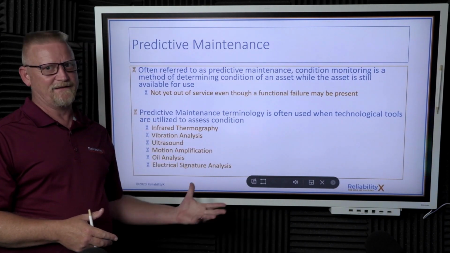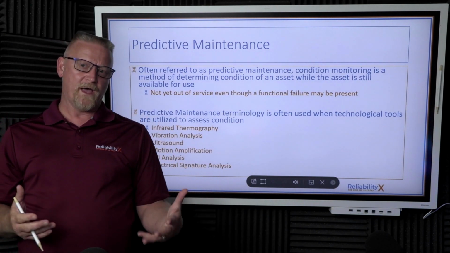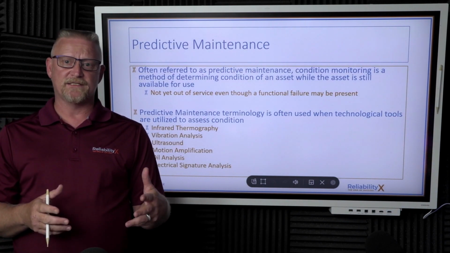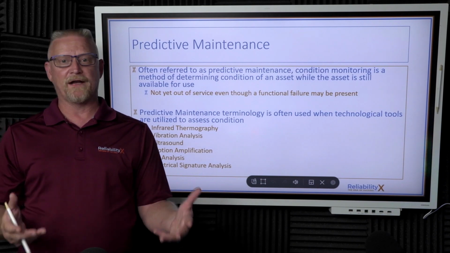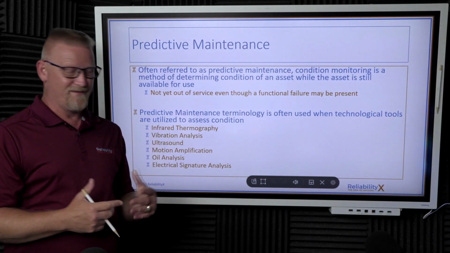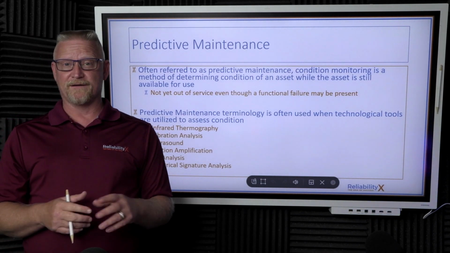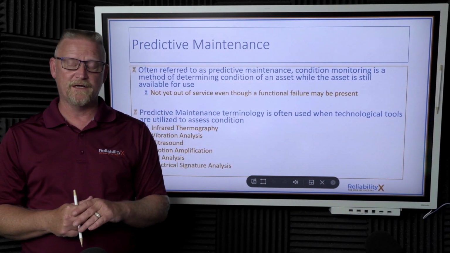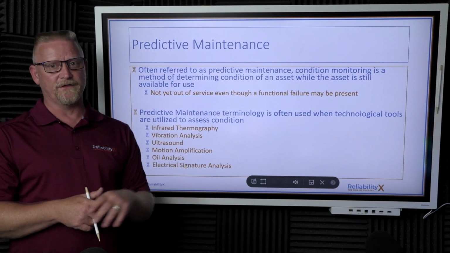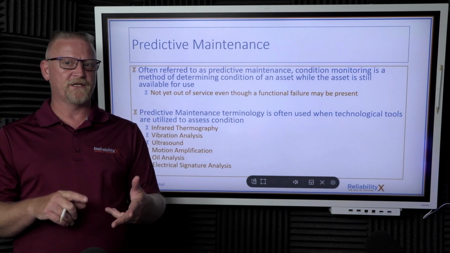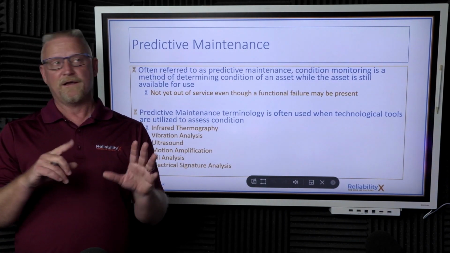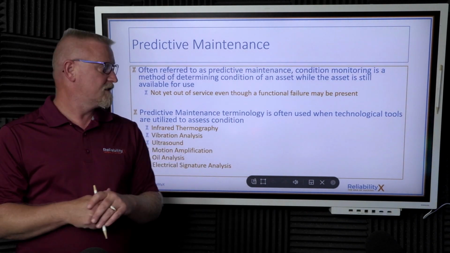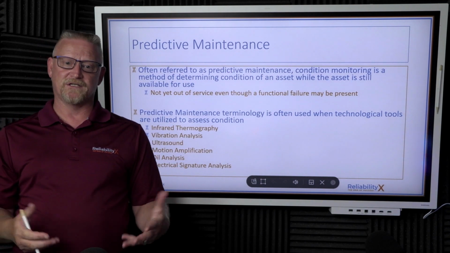Predictive maintenance technologies is one way of conditional assessment that allows you to find these failure modes that may not be readily evident yet. What do I mean by that? Well, we may have a foul bearing, but it's not hot to the touch, or I can't hear it audibly with my own hearing. And so we use these technologies like motion amplification and vibration analysis and ultrasound, electrical signature analysis, infrared thermography, and lots of others to assess the condition of an asset.